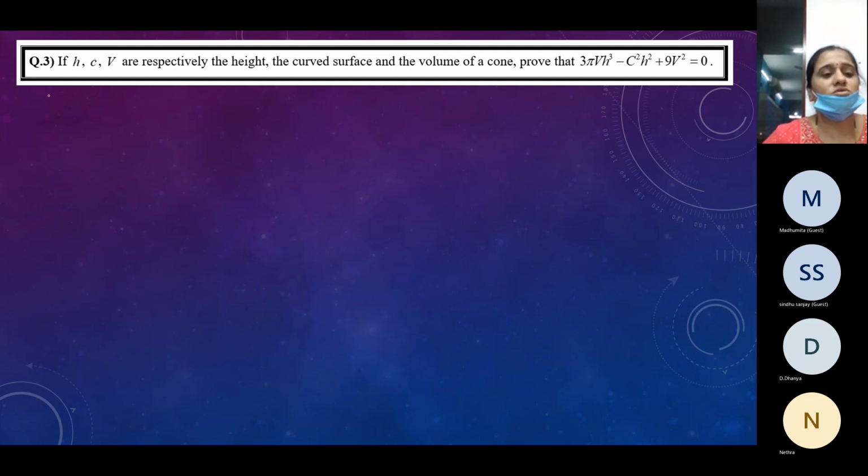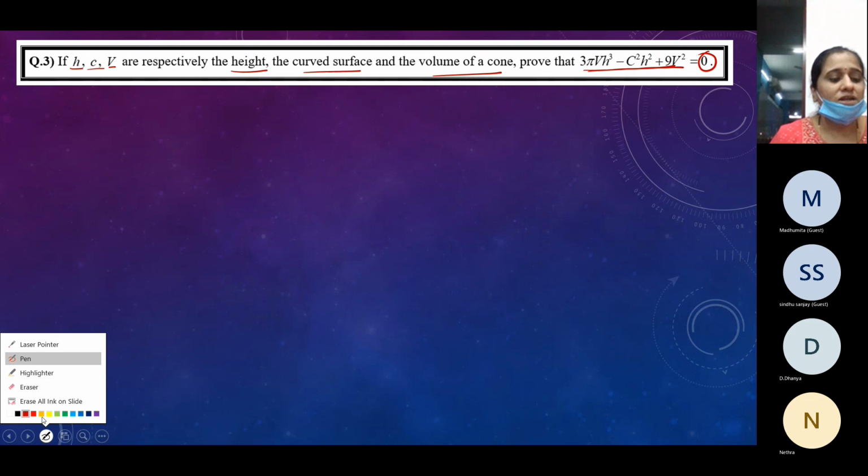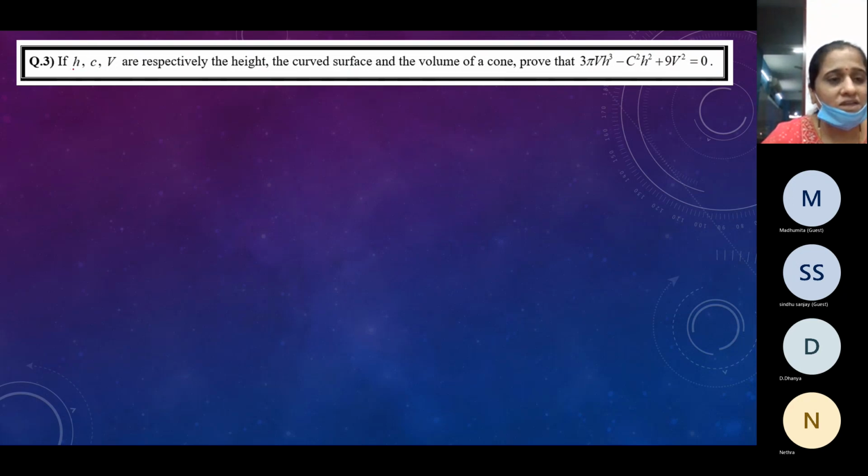So if H is the height of the cone, C is the curved surface area of the cone, and V is the volume of the cone, then prove that this expression is equal to 0. I'll tell you the question again. If H is the height of the cone, C is the curved surface area of the cone, and V is the volume of the cone, then prove that the value of this expression is 0.